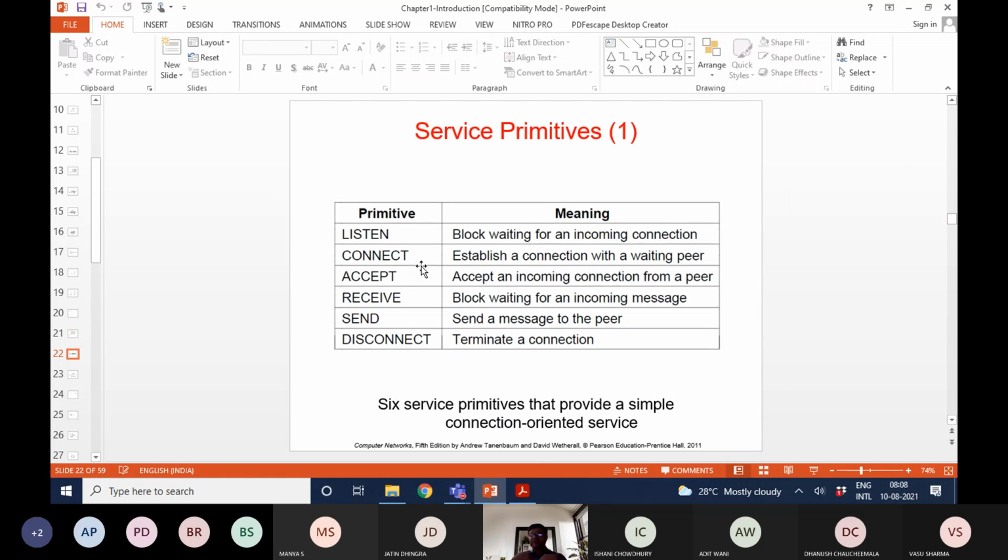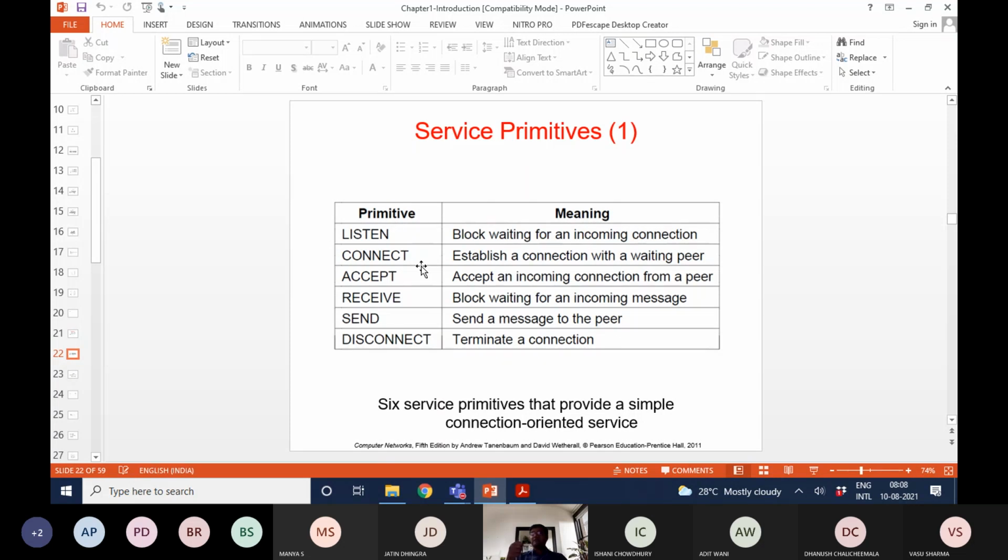Even if we want to send any message to the peer with which we have established the connection, then also we can send a message. Then after the send and receive is over, we can disconnect our communication, so we have to terminate the connection. Okay. So these are the 6 primitives we use whenever we are going for communication.